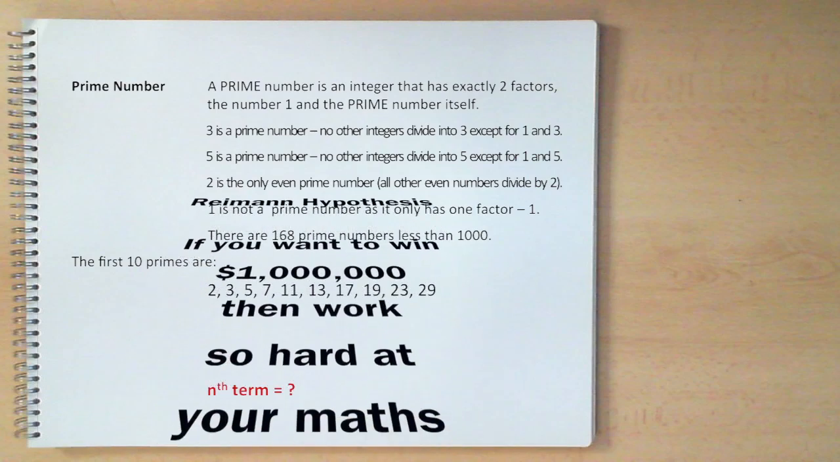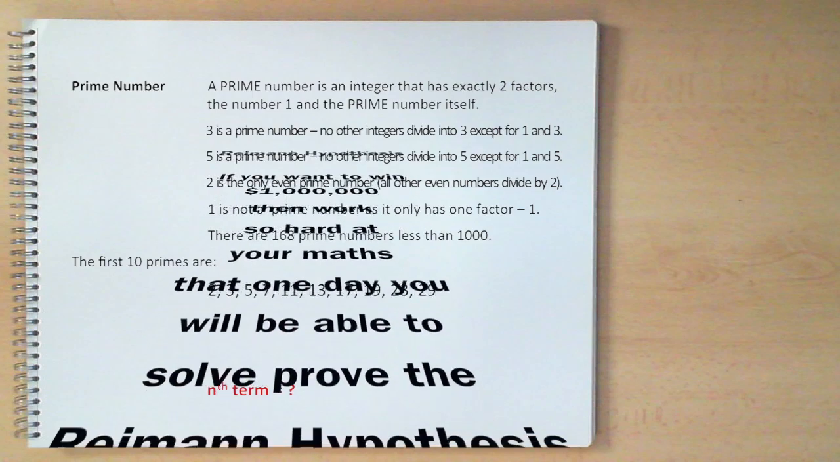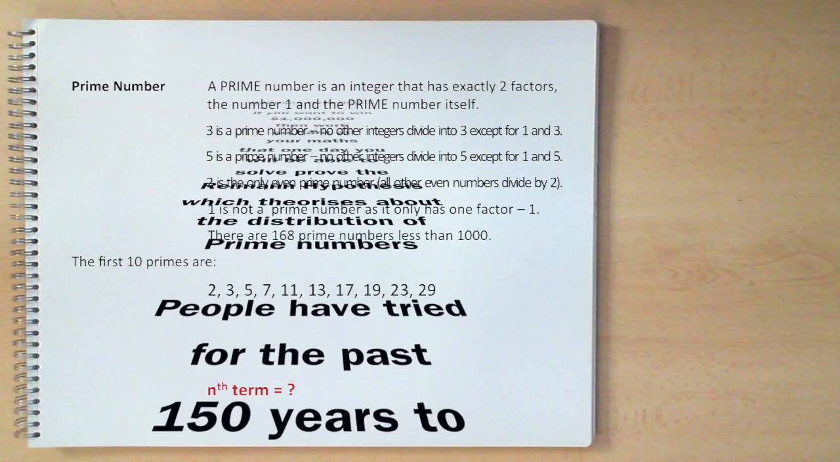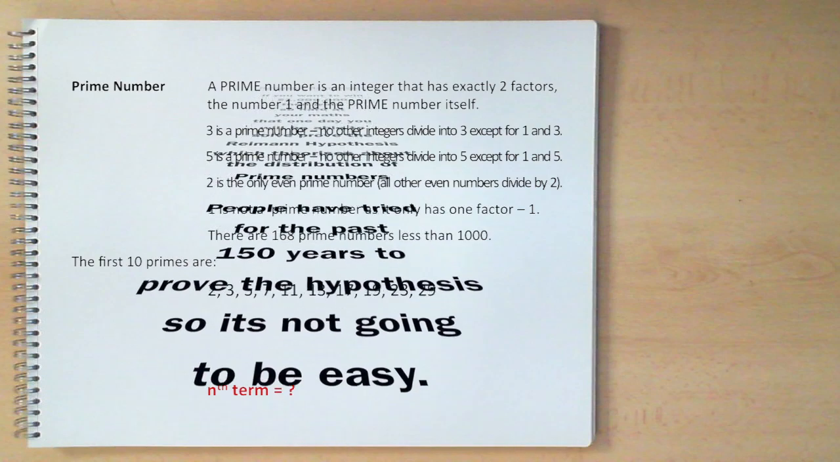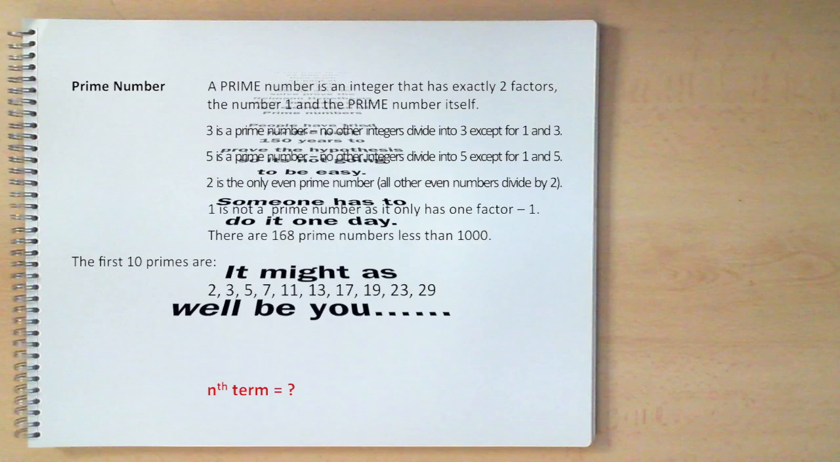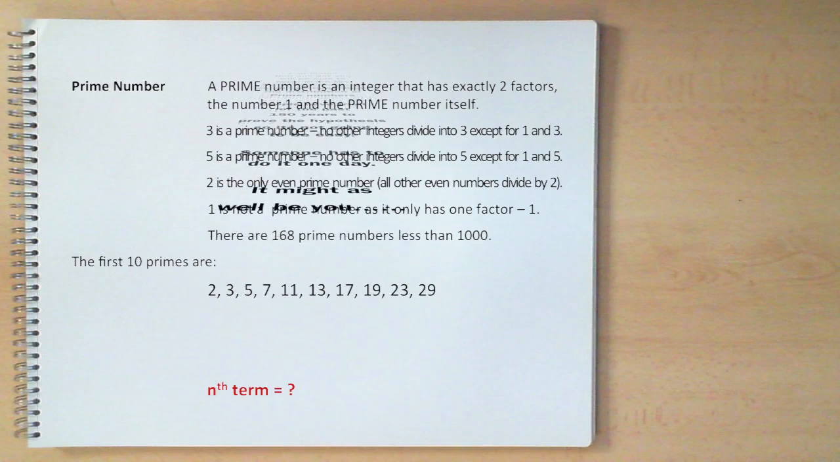There is a thing called the Riemann hypothesis, which theorizes about the spread of prime numbers through the number system. People have tried for the past 150 years to prove the Riemann hypothesis. Someone has to do it one day and get the £1 million prize for doing so. Work hard at your maths and it might be you.